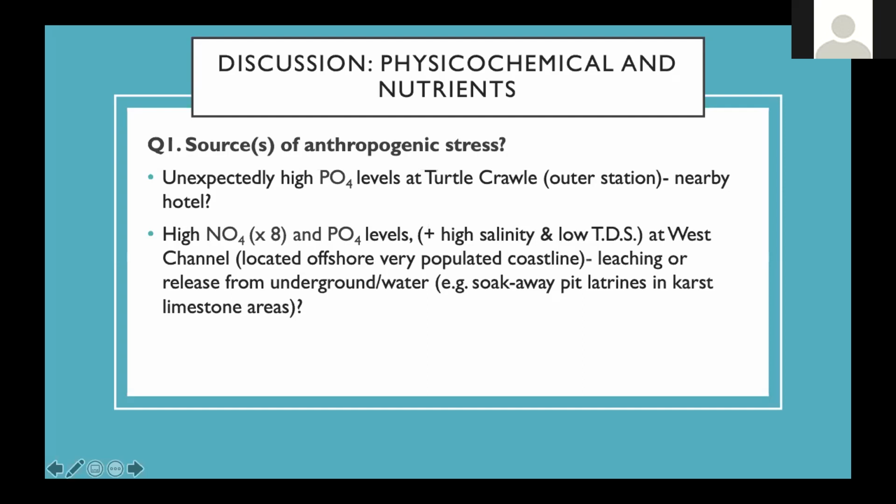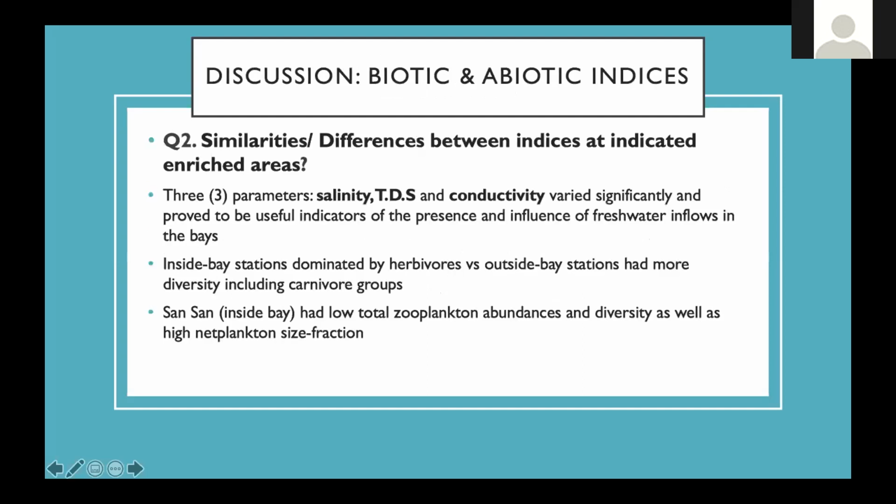And that particular station was located just offshore a very populated coastline. So we attributed the very high nitrate levels there, up to 8 times higher than the other stations, to possibly leaching or release from underground. Because prior to the development of the sewage plant in Portland, there was widespread use of soakaway pits and pit latrines in the Portland area.